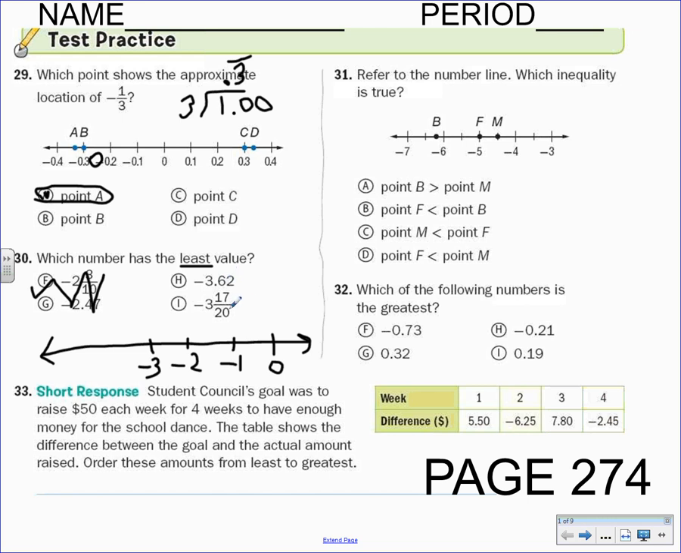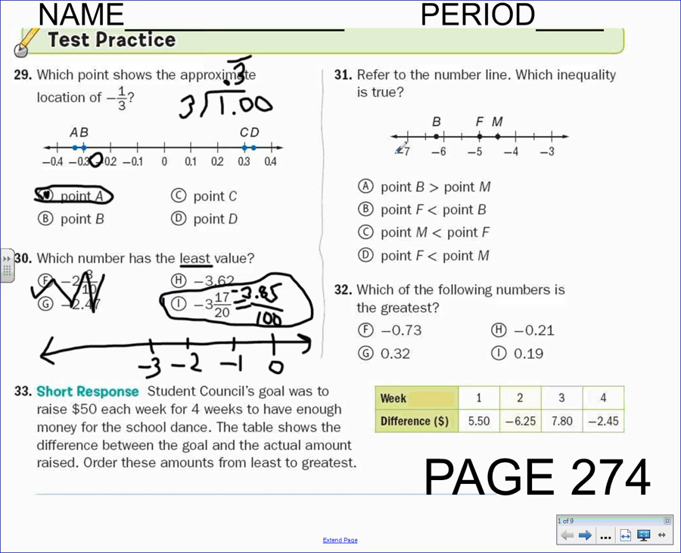If we have a decimal and we have a fraction to compare, they both have to be the same thing. So 62 hundredths, I know I can make this into hundredths by multiplying by 5, because 20 goes into 100 5 times. I could do it the same way I just did the other one, where I divide, but this is easier. Times 5, 17 times 5 is 85. So we have 3.85 or 3.62, and they're both negative. So this one is smaller, has a lower value.